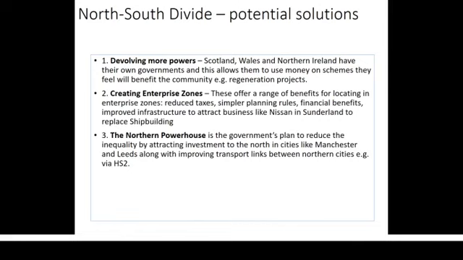The third is the Northern Powerhouse. The Northern Powerhouse is the government's plan to reduce inequalities by attracting investment to the north cities like Manchester, Leeds and Liverpool, big cosmopolitan areas, and attract businesses there, along with improving transport links between northern cities, such as things like HS2. Hopefully, if you attract more investment into these cities, the economy will grow, more companies will invest, that positive multiplier effect again, and hopefully this will help to narrow the gap. We will look at some of these ideas in the next couple of lessons to see how successful they've been.